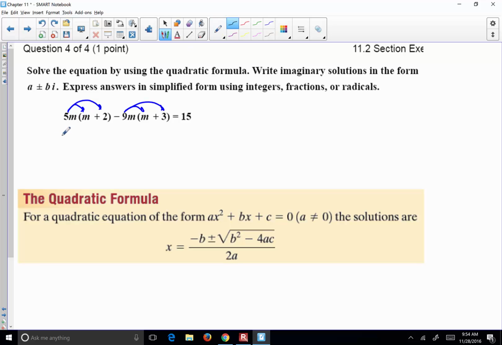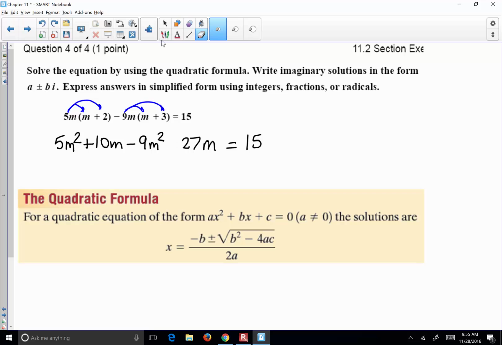So 5m times m is 5m squared. 5m times 2 is 10m. Minus 9m times m is minus 9m squared. 9m times 3 is 27m. There is a mistake. Where? Yep. This should be a negative. Why? Because it's minus 9 times positive 3. And when you multiply, they make minus 27.